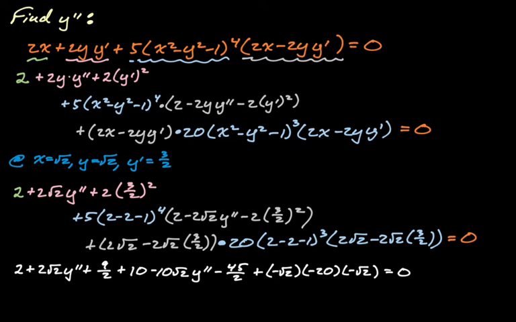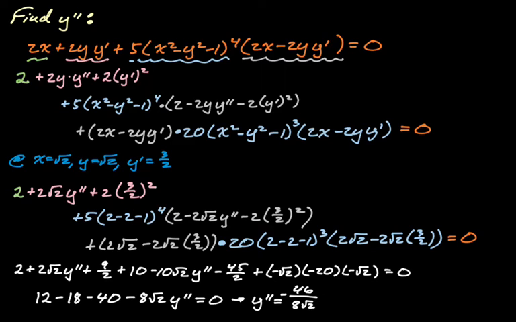So I ended up with 2 root 2 y double prime plus 9 halves plus 10 minus 10 root 2 y double prime minus 45 over 2 plus negative root 2 times negative 20 times negative root 2 equals 0. Okay, we clean this up a little bit more. I get 12 minus 18 minus 40 minus 8 root 2 times y double prime is 0, which means y double prime is negative 46 over 8 root 2.